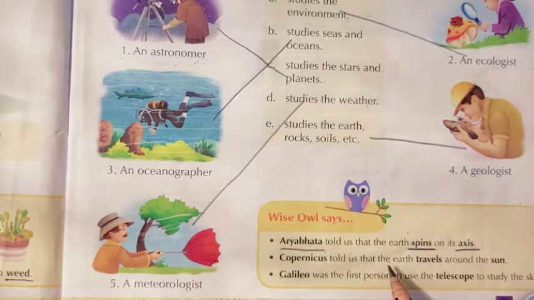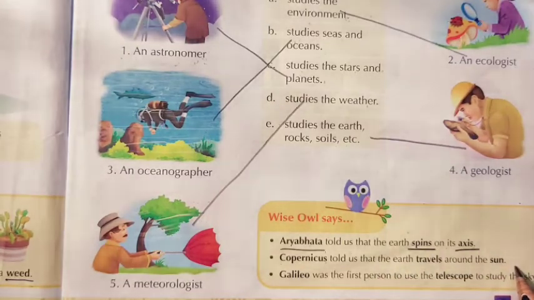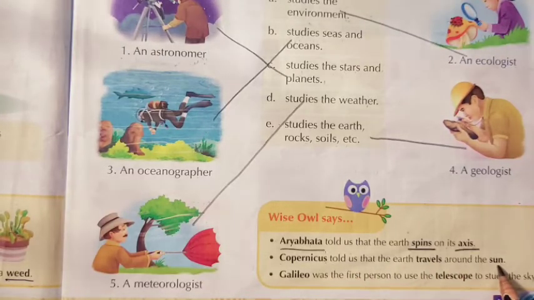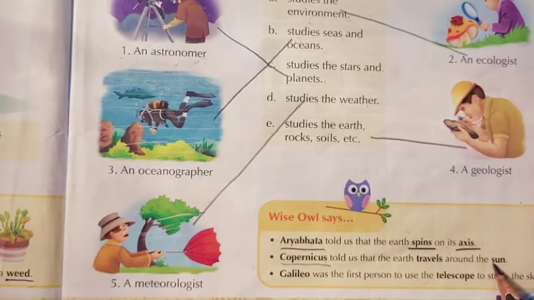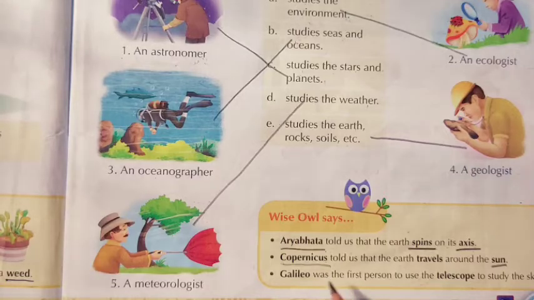And see the next one. Copernicus told us that the earth travels around the sun. Just underline these words, Copernicus and the sun. Okay, who told that the earth travels around the sun? Copernicus.